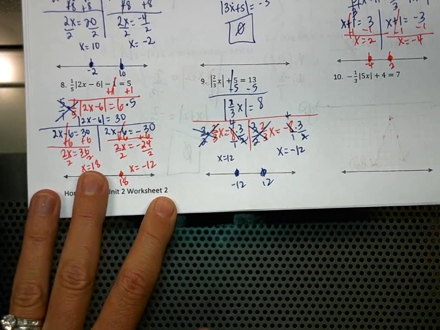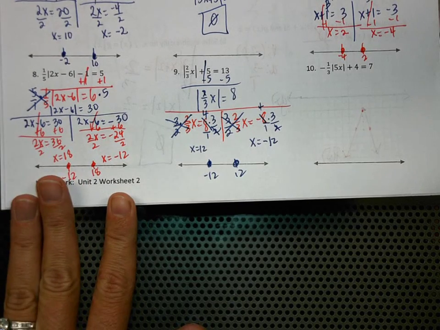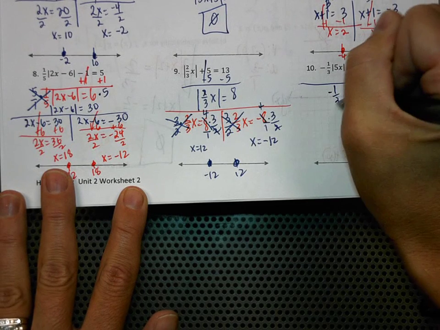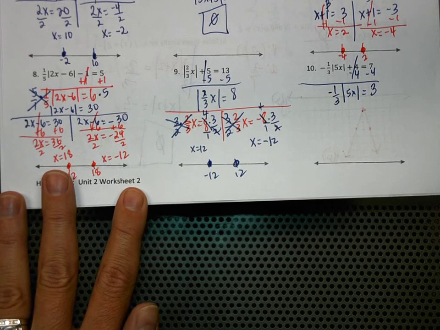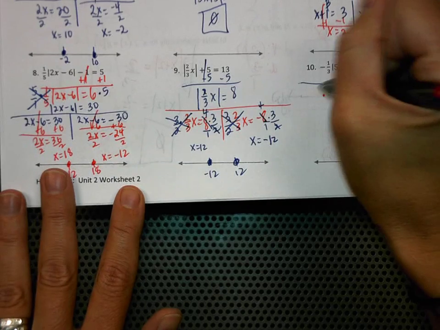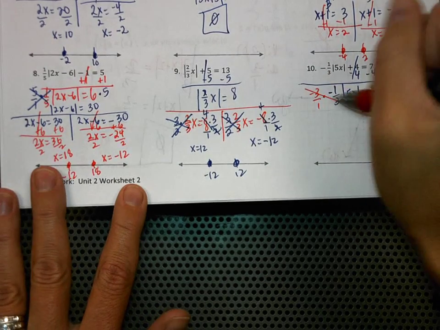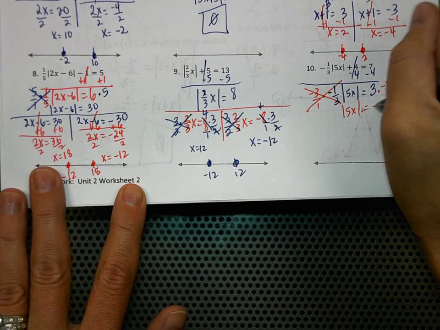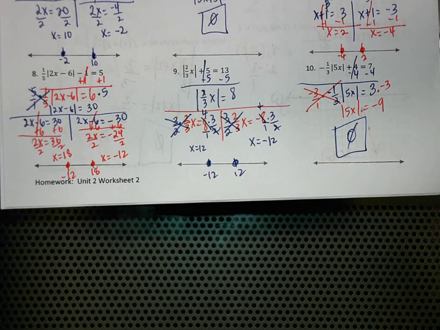All right. And then the last one, number 10, what would I do? Good, always start with adding and subtracting. We subtract 4. I have negative 1/3, absolute value of 5x equals 3. Next, in order to get rid of negative 1/3, what do we do? Multiply by a negative 3, or negative 3 over 1. Whatever we do to one side, we do to the other. These all cancel. Absolute value of 5x equals negative 9, which means what? No solution. And why is it no solution? Exactly. Okay, questions?